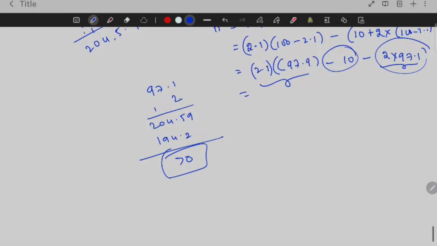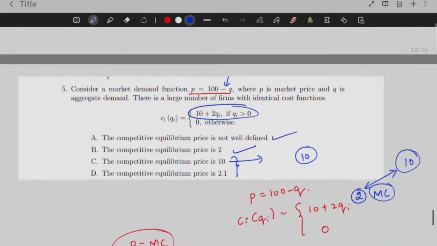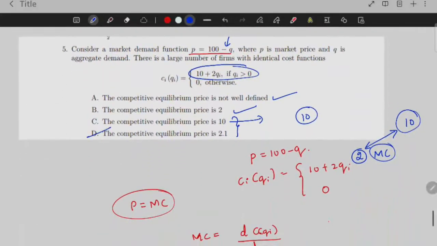Now he's in a profit. So we know that in competitive markets the profit is almost equal to 0, but if he wants to survive in the long run, there should be some profit or profit equal to 0. It should not be less than 0, otherwise he's not going to survive. What is the price of survival here? The price is 2.1. So the answer is option D.